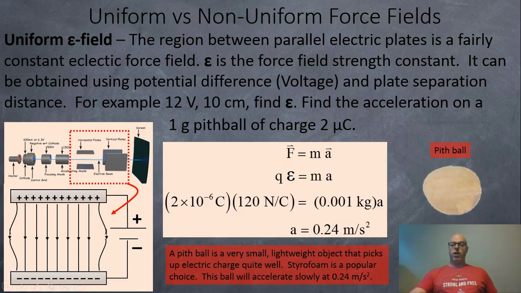All right, and then once you got the field strength, you can find the acceleration, F equals ma. The force is the electric force, qE equals ma. So we're going to get 2 times 10 to the negative 6 coulombs on our little pith ball right here inside the parallel plates, which have 120 newtons per coulomb of field strength. And then we divide by the mass of our pith ball, 0.001 kilograms, and we get an acceleration of 0.24 meters per second squared.